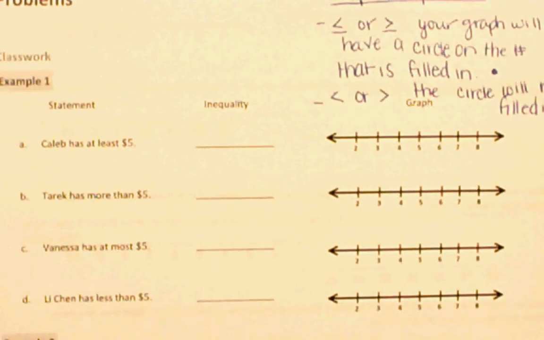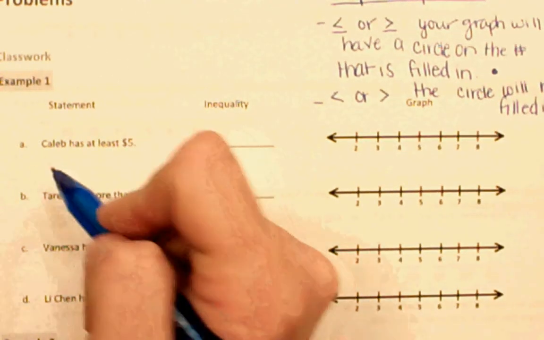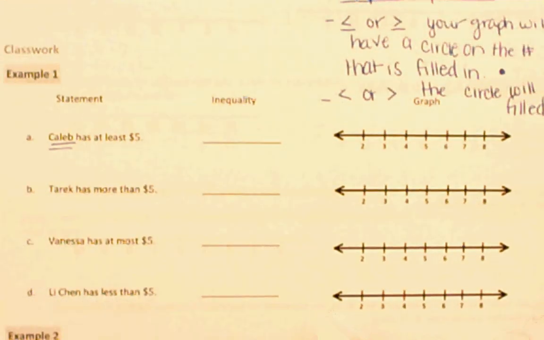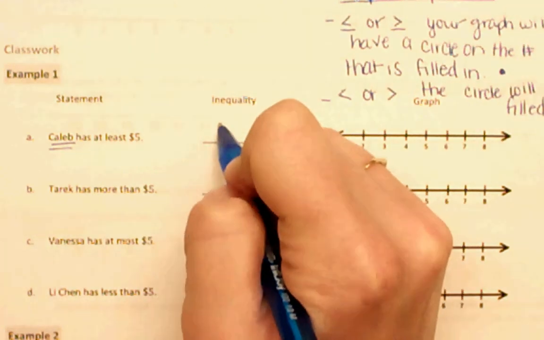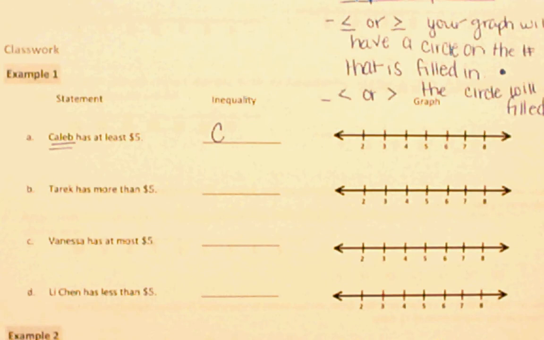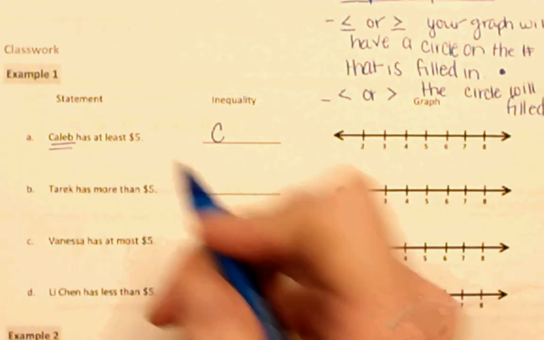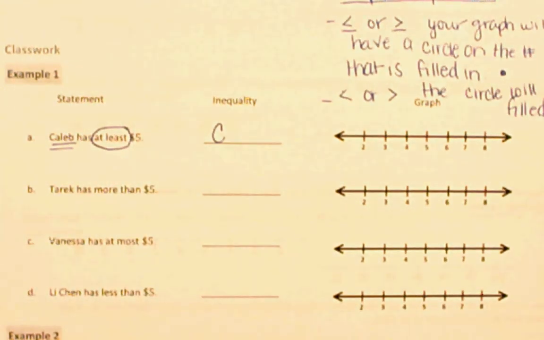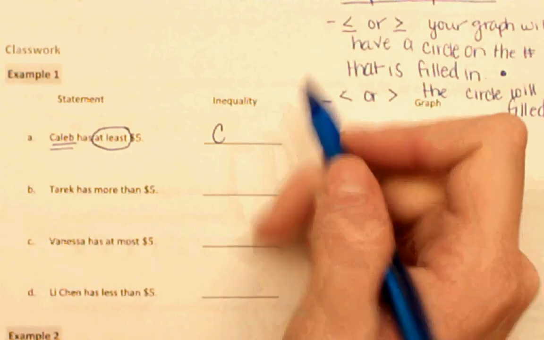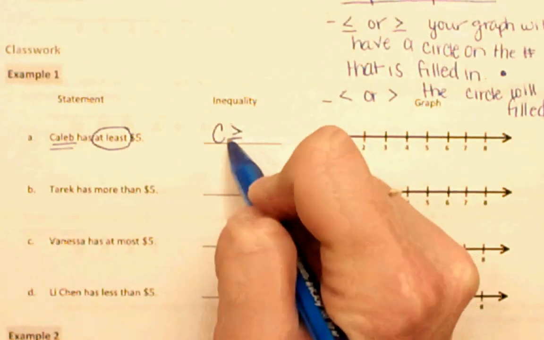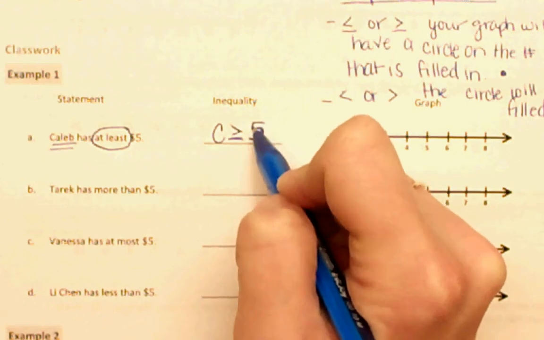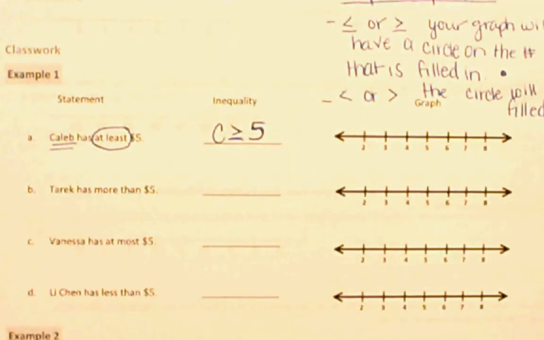Okay, Caleb has at least $5. So Caleb is the person that's in the story that we're talking about, so that's what I'm going to look at for the variable. Of course, we know Caleb can be represented by C. Very simple. The key word in this one is at least. At least means he can have 5, he can have 6, he can have 7, but he cannot have anything less than 5. So Caleb is actually going to have the greater than or equal to sign because he needs to have $5 or greater. Okay, so C is greater than or equal to 5.